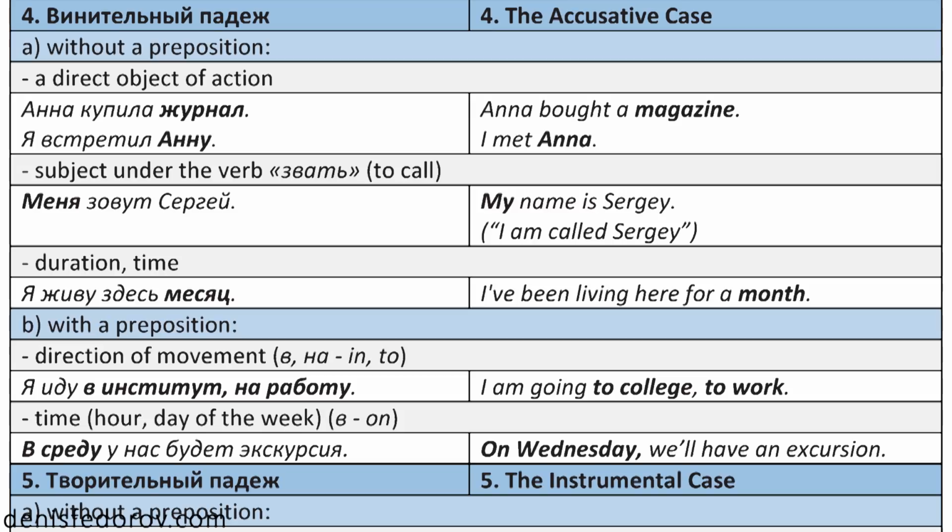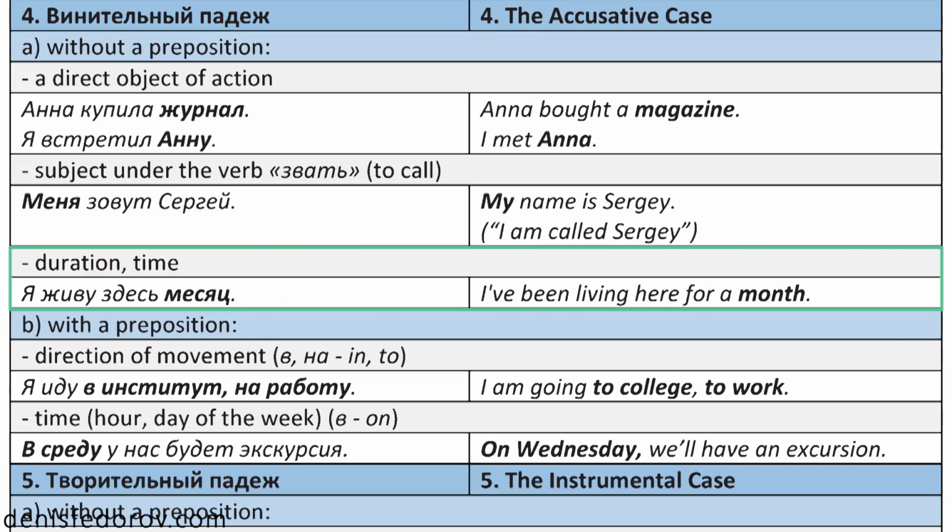Let's now quickly go through all the common examples of the accusative case. A direct object of action. Анна купила журнал. Anna bought a magazine. Я встретил Анну. I met Anna. Subject under the verb звать. Меня зовут Сергей. My name is Sergey.